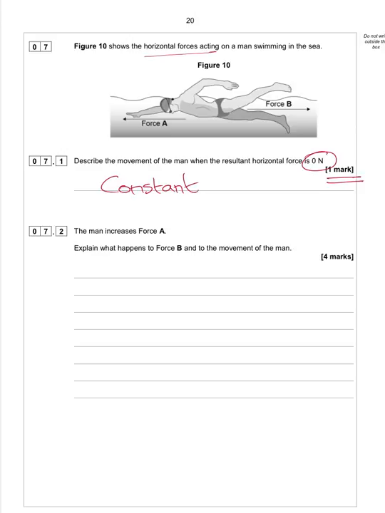Okay, this is Newton's first law that says that if there are no forces acting on an object, i.e. 0 resultant force, then an object will continue at a constant velocity, or it will stay stationary. But as the swimmer is clearly not stationary, because he is swimming in the sea, he will continue at a constant velocity. Okay.